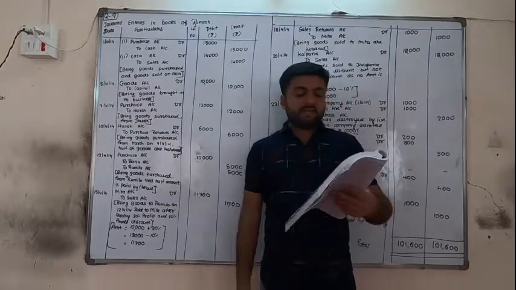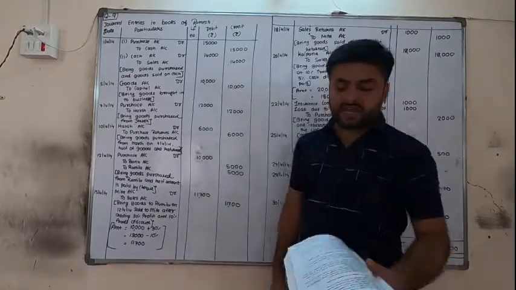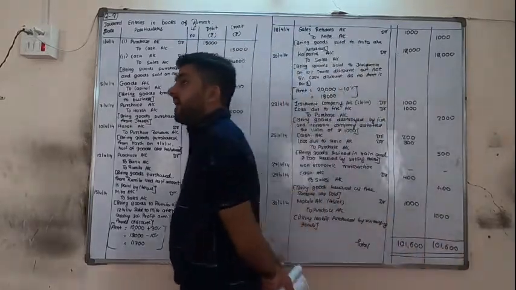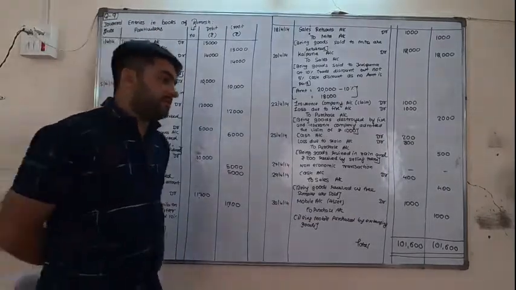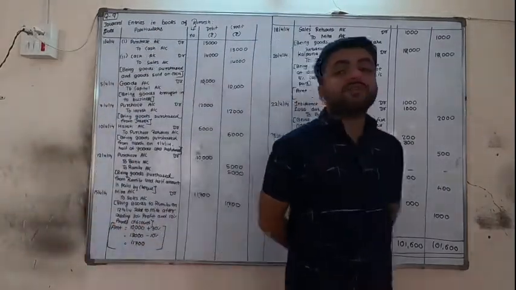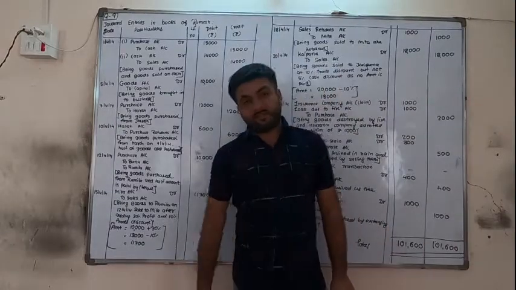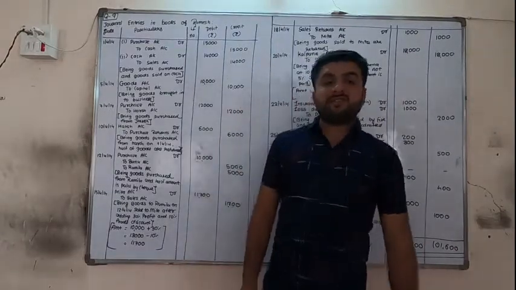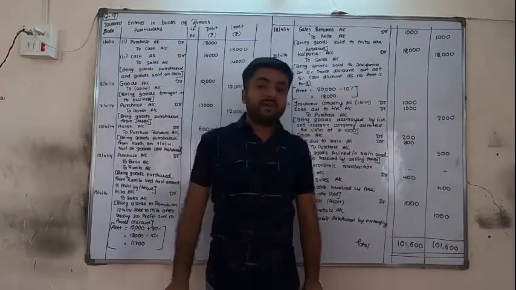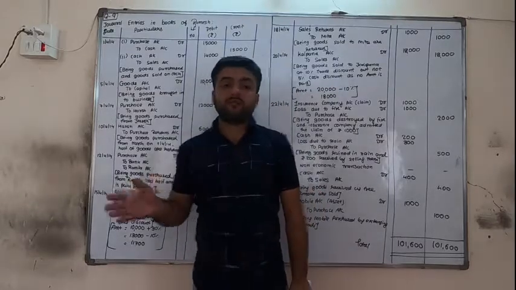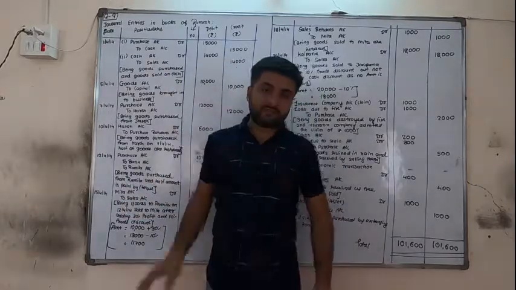Number one. Cash purchase 15,000, cash sales 14,000. They are by themselves clearing the words that we are selling the goods and we are purchasing the goods through cash. So goods are coming in, cash is going out, so purchase to cash. And again we are selling the goods, goods are going out and cash is coming in, so cash to sales.